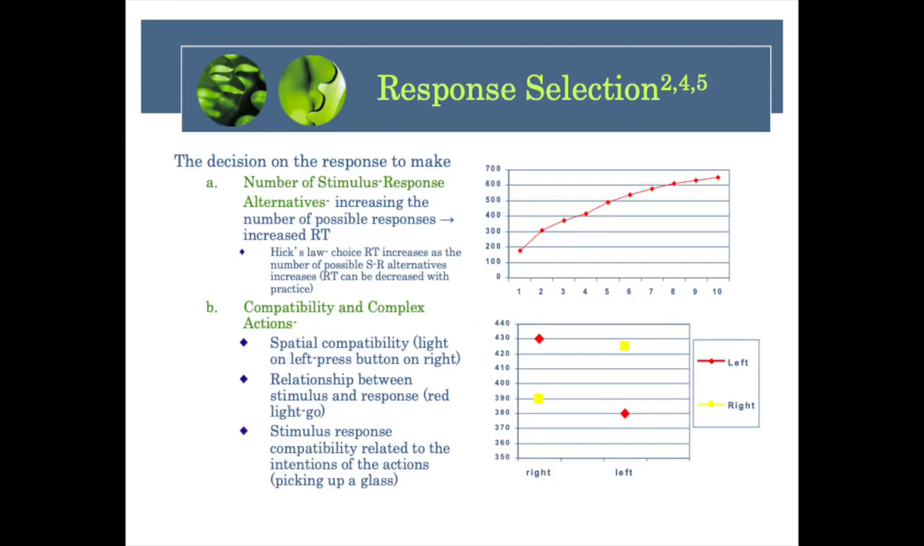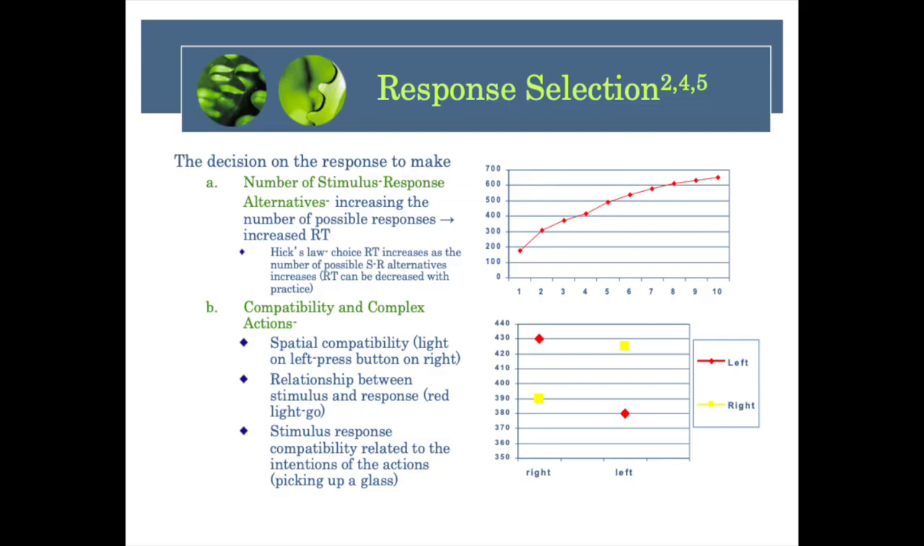All right, so the second stage of information processing that is theorized is response selection. Basically, what's happening in response selection is you're selecting which response to activate in response to the stimulus that you're receiving. There are a couple of things that impact your response selection and the time it takes you to go through this stage of information processing.